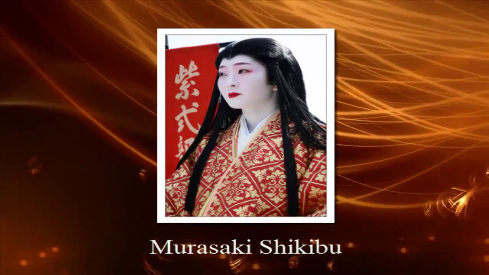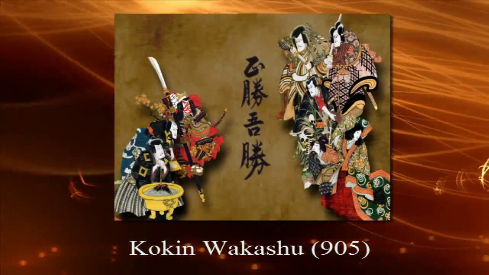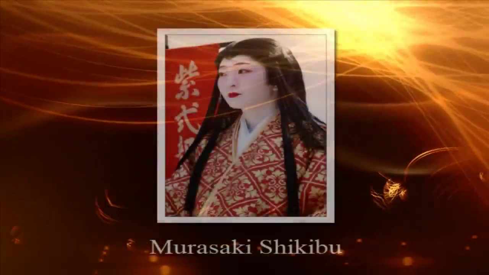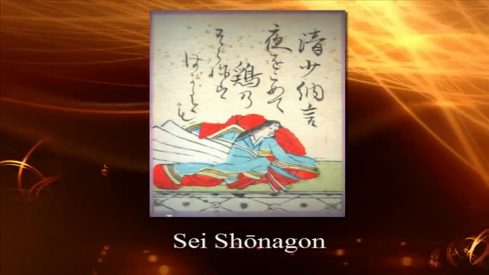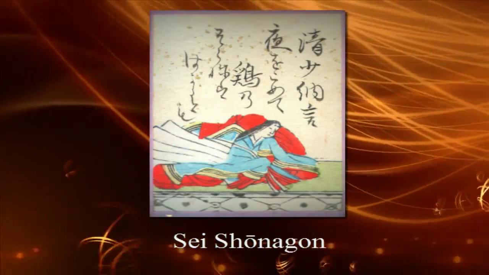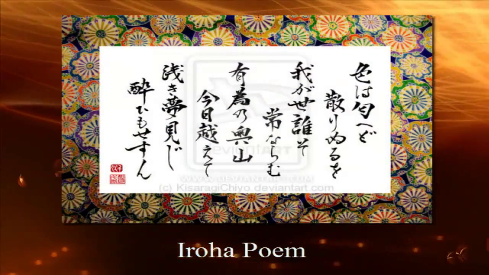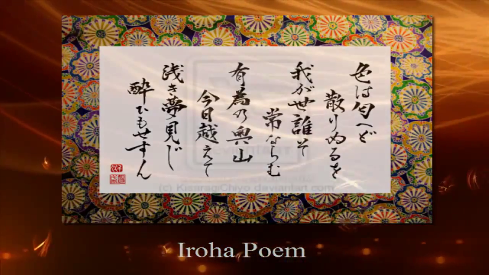Other important writings of this period include the Kokin Wakashu, 905, a waka poetry anthology, and Makura no Soshi, 990s. The latter was written by Murasaki Shikibu's contemporary and rival, Sei Shonagon, as an essay about the life, loves, and pastimes of nobles in the emperor's court. The Iroha poem, one of the standard orderings for the Japanese syllabary, was also developed during the early part of this period.